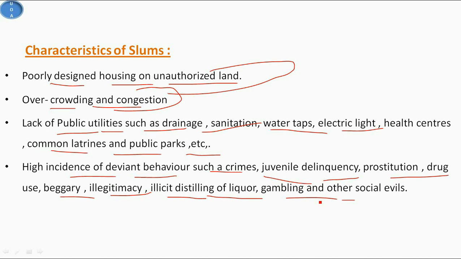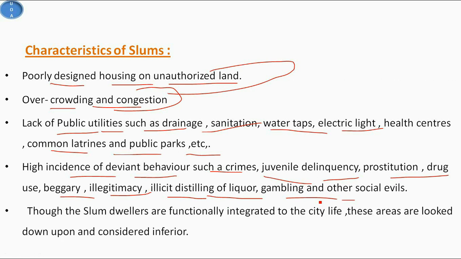Though the slum dwellers are functionally integrated into city life, these areas are looked down upon and considered inferior, and it leads to a reaction of social isolation for the slum people, or basically they are detached from the urban areas. And people living in slums are not always poor and marginalized.